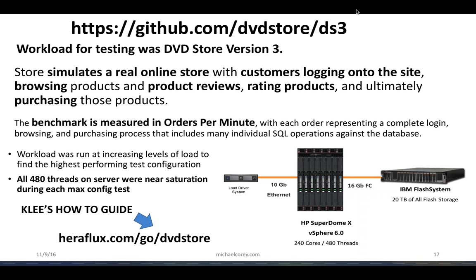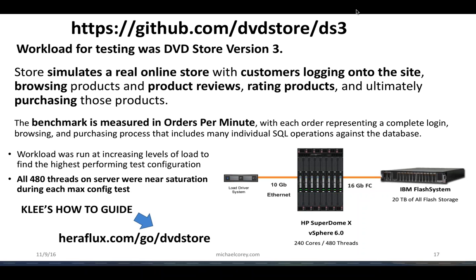So the benchmark for performance was orders per minute, with each order representing a login, browsing, purchasing, with lots of SQL operations against the database. All 480 threads on the server were near saturated during each configuration test. And in fact, you can use this benchmark yourself. It's readily available. Mr. Klee has a great guide on how to do this if you want to go back in your own lab and see what happens.